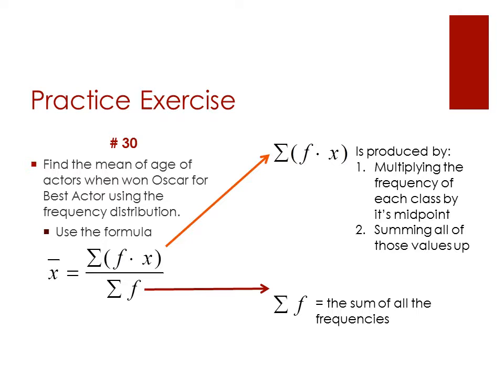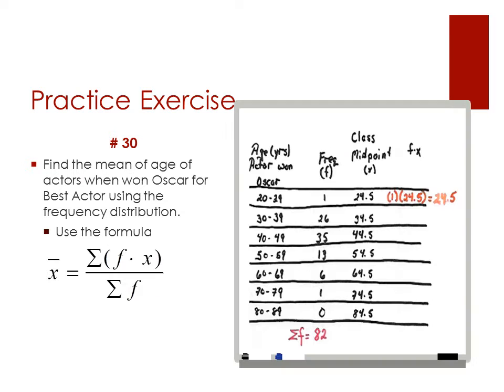Then, after we've done that for each class, we're going to sum all of those values up. Thus, we work within the parentheses first, frequency times midpoint, and only after we've done that for all of our classes do we sum all of them up together.